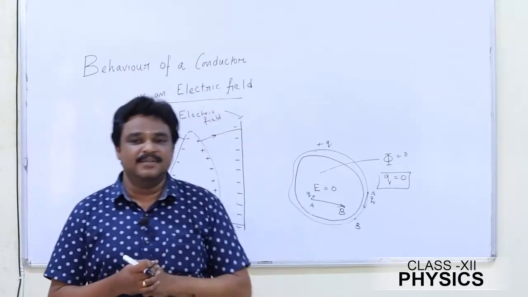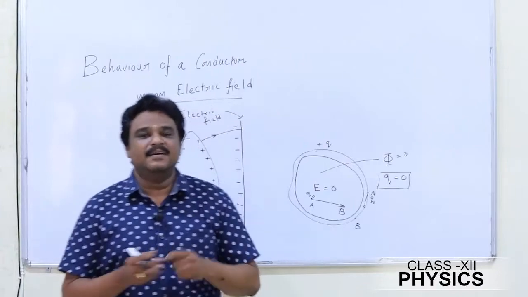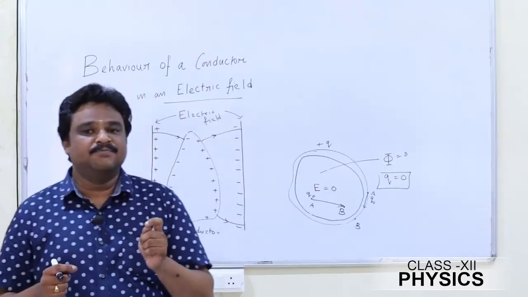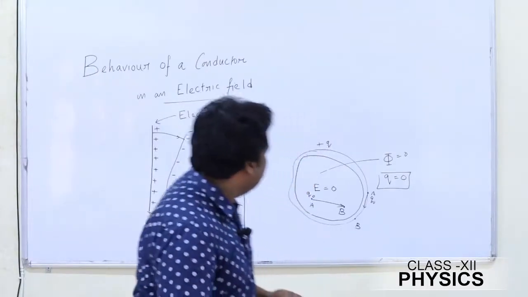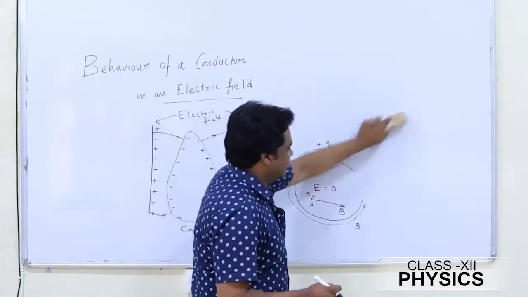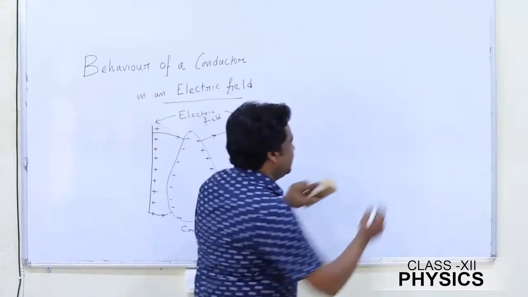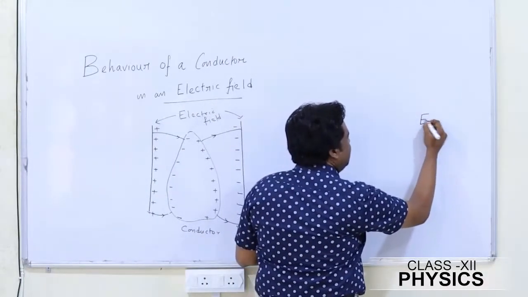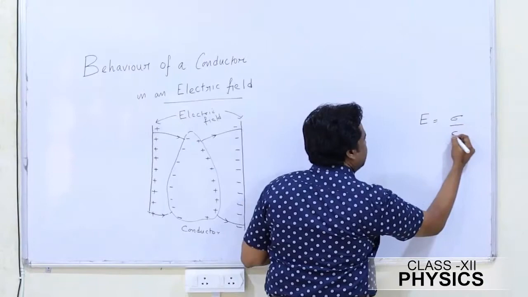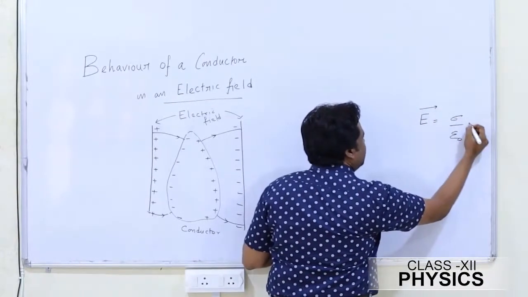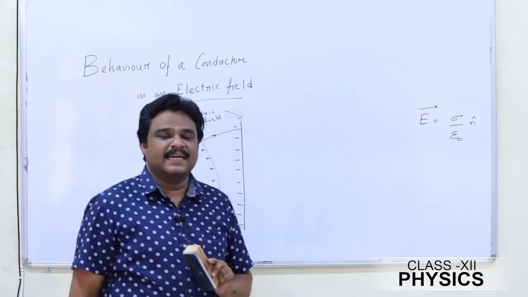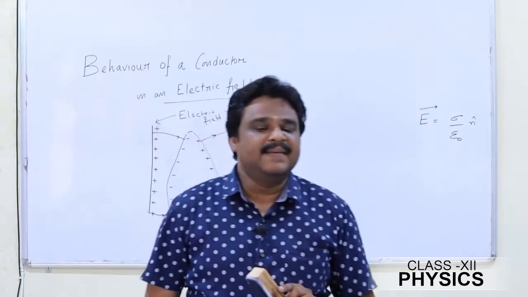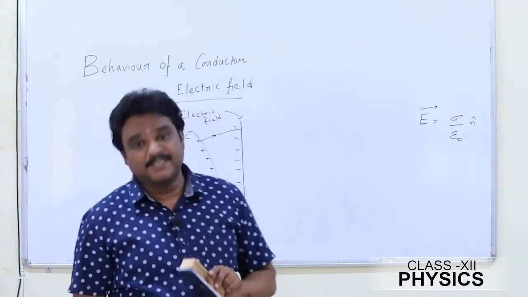Now we are going to get into the fifth, the last property. We are going to derive an expression for electric field at the surface of the conductor. So ultimately at the last, we are going to get E is equal to sigma by epsilon naught. If I write in vector form, it will be like this. Once again, what is the fifth characteristic property? We are going to derive an expression for electric field at the surface of a conductor.